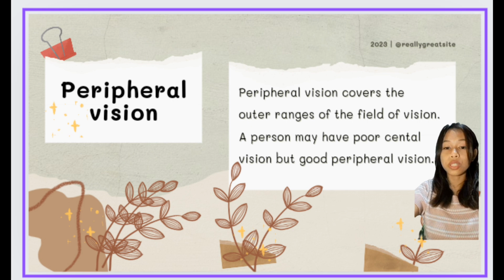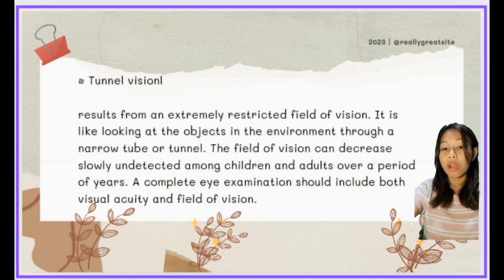So in peripheral vision, we have here tunnel vision, which results from an extremely restricted field of vision. It is like looking at an object and the environment through a narrow tube or tunnel. It is actually looking straight ahead, fixing your eye in one position. So tunnel vision is a defective sight in which objects cannot be properly seen if not close to the center of the field of view.